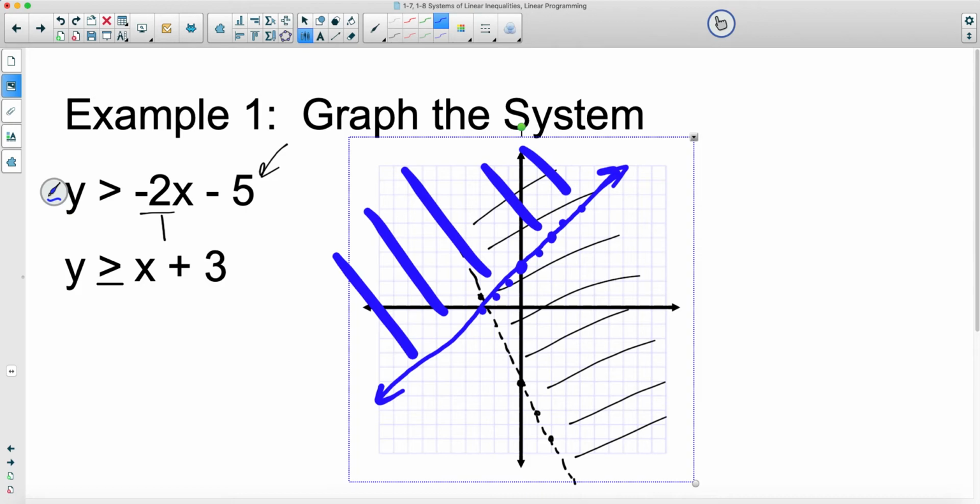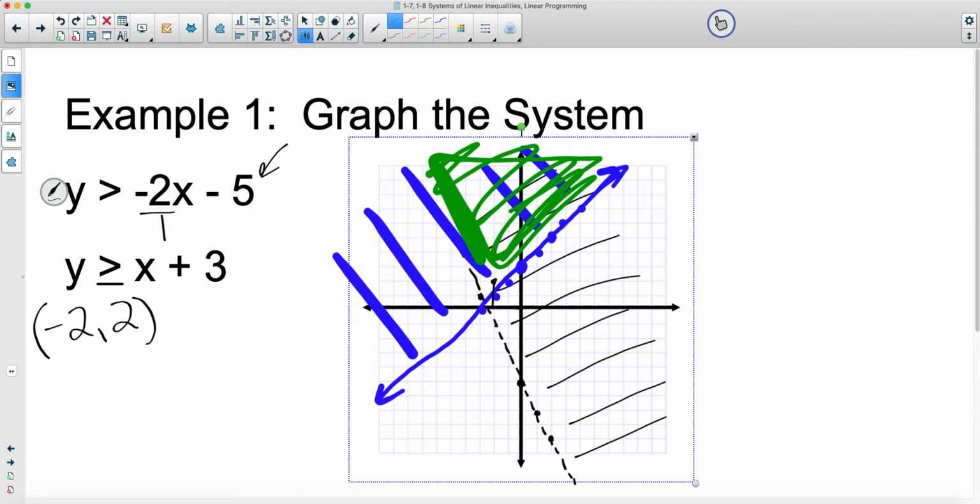All right, so what you're really looking for here is where your shading overlaps. And if we look at that, it should be pretty easy to say that this is where our shading overlaps, that kind of triangular shape up there. Okay, so I'll show you how to do your little checkpoint, your test point, to make sure you did it correct. So you want to find a point that is inside that double shaded region. And if I'm looking here, let's just say we go negative 2, 2, kind of right in there. Let's check that point.